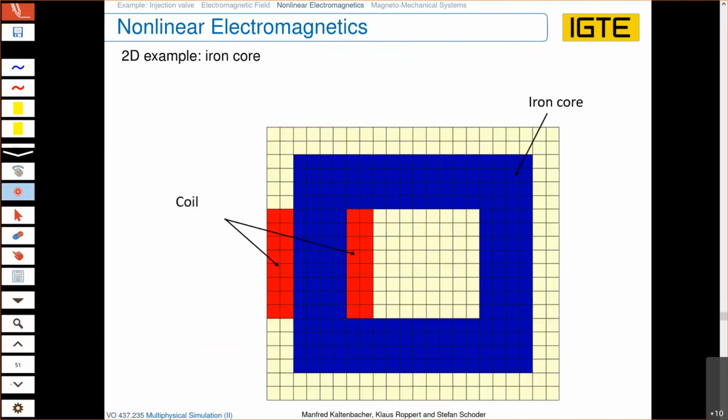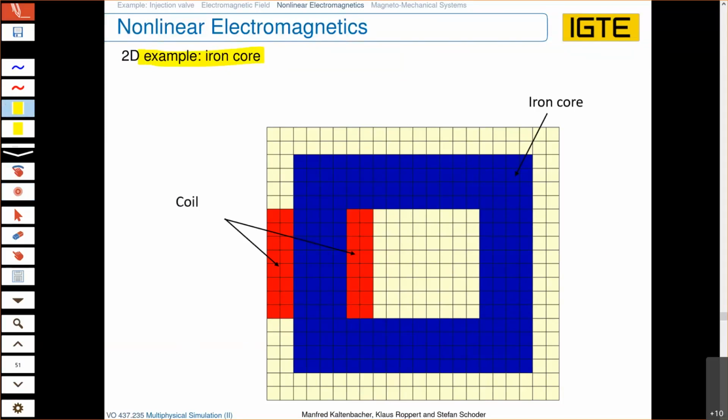Okay, now I want to demonstrate by this simple setup, it's just a 2D example of an iron core, how important actually it is to do within electromagnetics, where we have ferromagnetic materials, to really do a nonlinear computation. And more or less, linear computation will not result in physical fields.